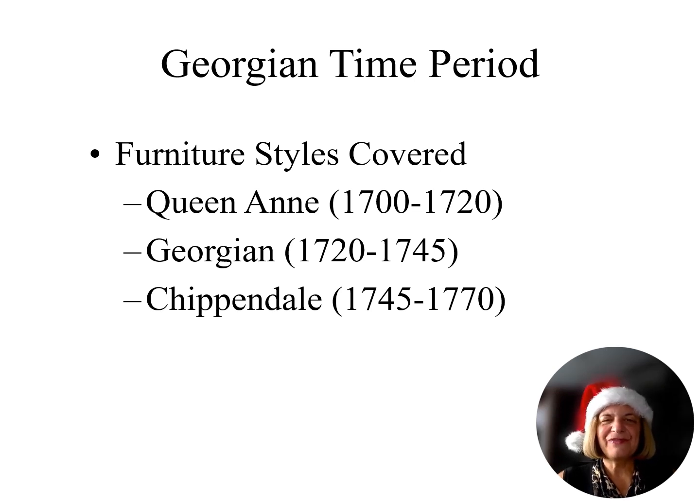Wow! We have finally made it. We are down to our last module. And with this module, we'll be covering the Georgian time period. Under the Georgian time period are three styles. The furniture styles are Queen Anne, Georgian, and Chippendale.